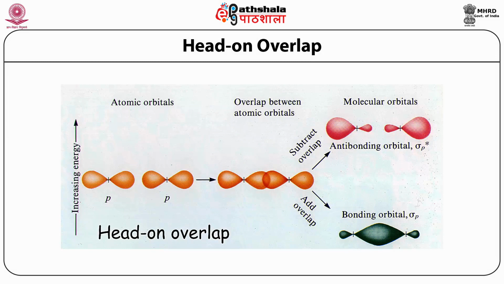Now here we have these p orbitals which are having the head-on overlap, that is the overlap between the atomic orbitals. So here they can have a subtract overlap, which is shown by the upper figures, that is the pink ones, having the molecular orbitals, which are the anti-bonding orbital sigma p star, and they can have the add overlap forming the bonding orbital shown by the green one, represented by sigma p.